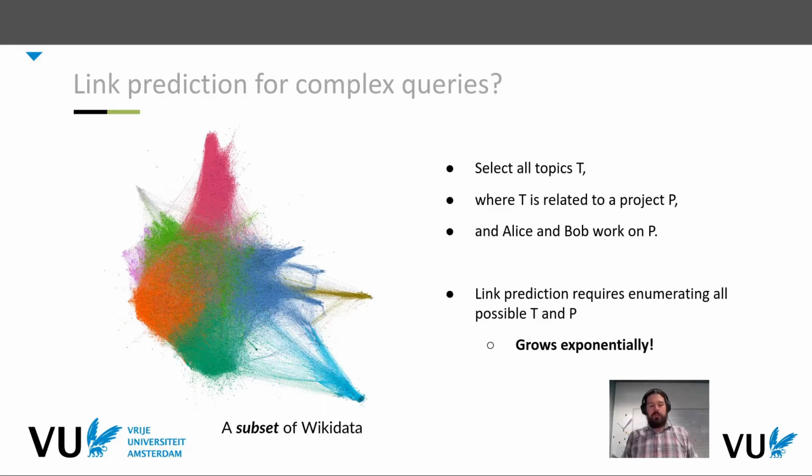And of course, that would not be a problem if we had a small graph, but the graph you see here on the left is a small subset of, for example, Wikidata, and Wikidata is an example of a very large graph. Still, this kind of graph is not something which you can feed into these link prediction systems.